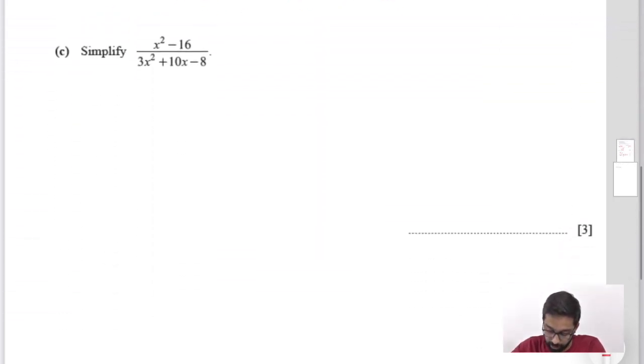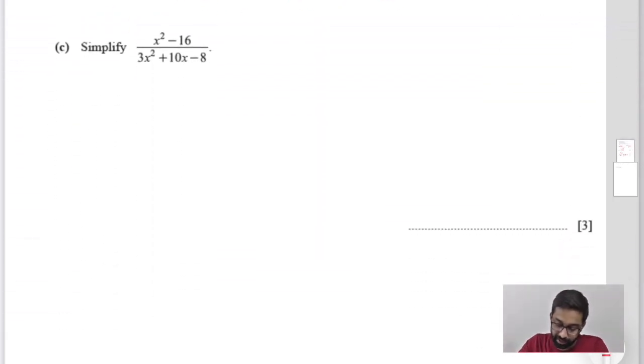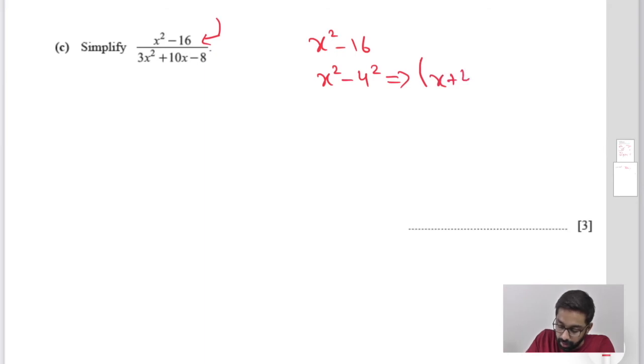Let's move on. The third part. It says simplify x square minus 16 over 3x square plus 10x minus 8. Okay, so in the first part, I see that you can use an identity to factorize this. So if I write this separately, x square minus 16 can also be written as x square minus 4 square, which can be factorized into x plus 4 and x minus 4. This is for the numerator. Now let's talk about the denominator. 3x square plus 10x minus 8.